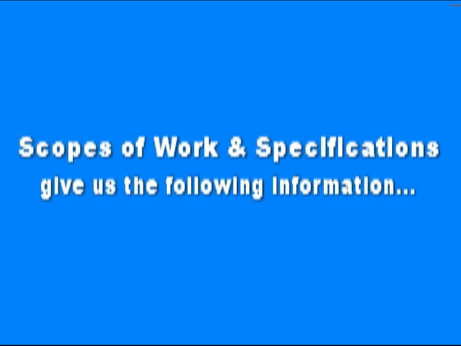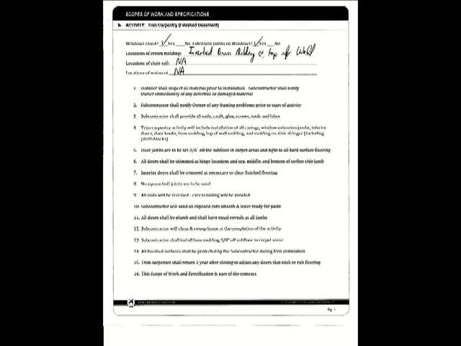There are two main objectives of the scope of work and specifications. One, it defines the work to be done, and two, it gives specific quality requirements for the specific activity that it relates to. In our last video segment on bid sheets, we looked at the trim carpentry activity bid sheet. So in this case, let's take a look at the scope of work and specifications for trim carpentry.